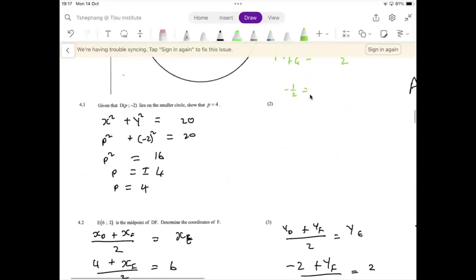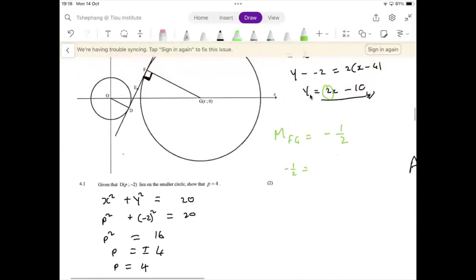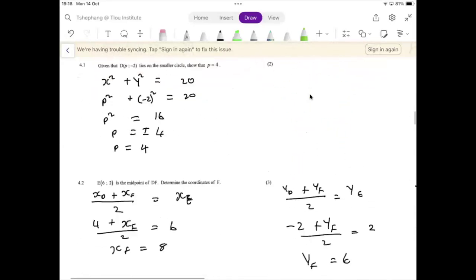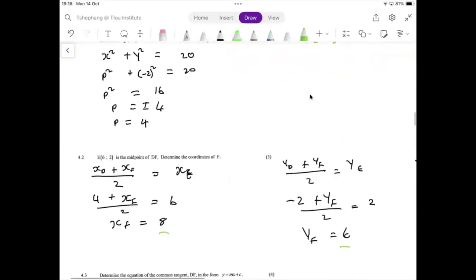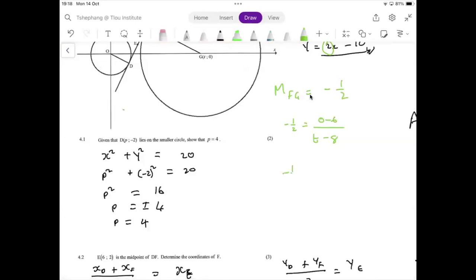So I can then say -1/2 is equal to... I think I found these coordinates. Just give me a second. It's 8 and 6. There we go. So I can then say 0 minus 6 over t minus 8. We got those coordinates here. Then -1/2 is equal to -6 over t minus 8. So minus into t minus 8 is equal to -12, and t will definitely give you 20.